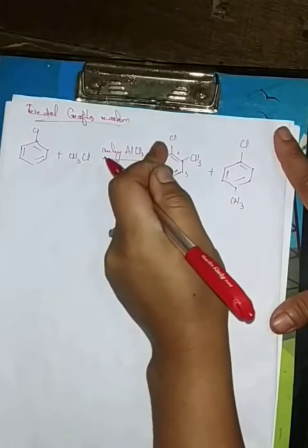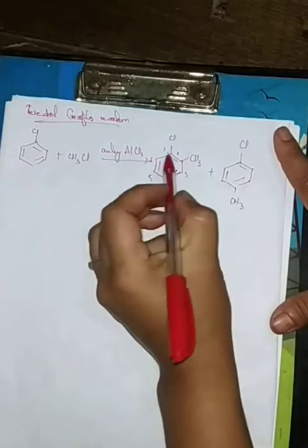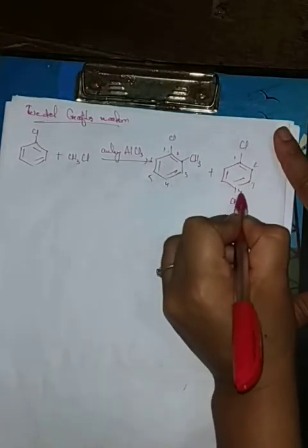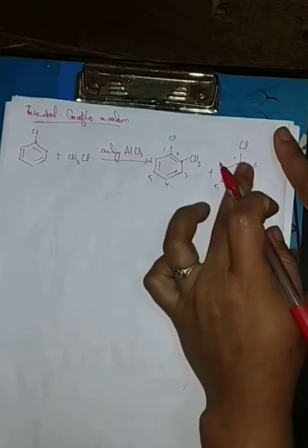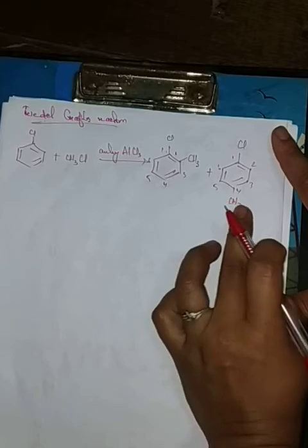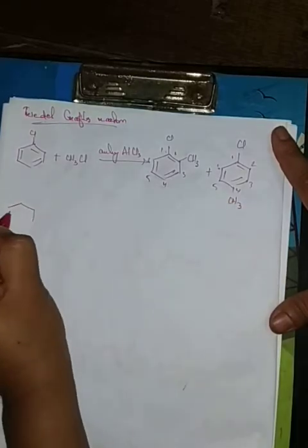This will be 1-chloro-2-methylbenzene. Here is 1 2 3 4 5 6. This is 1-chloro-4-methylbenzene. This will also be the major product here in the Friedel-Crafts alkylation reaction.